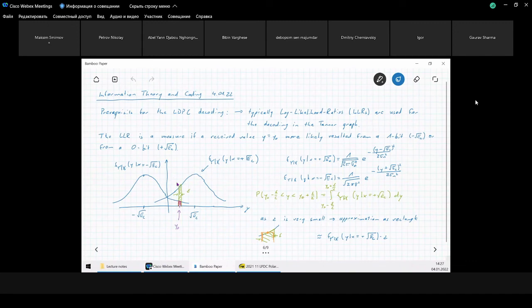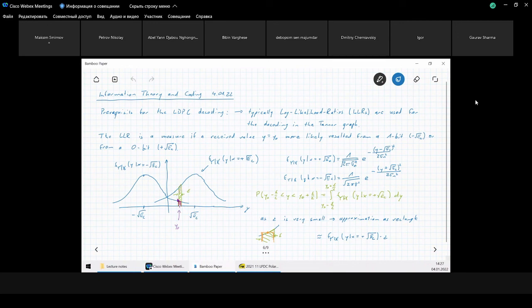So look again at this here. We tried to answer the question: if we observe a certain value y0, did this value result more likely from a +1 that was transmitted or from a -1 that was transmitted? And we figured out that if we observe larger values, it becomes more and more likely that a +1 was transmitted than a -1. And the ratio between these two probabilities that we illustrated here is described by this log likelihood ratio.